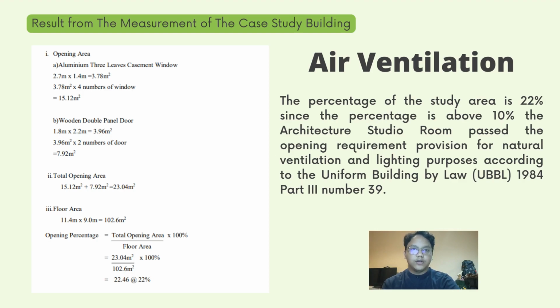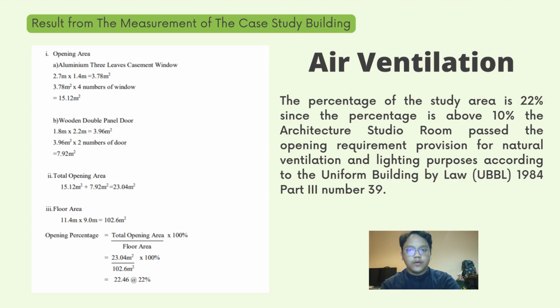Next is the result from the measurement of the case study, where there are several things to consider to calculate the air ventilation. First, the opening area. In this room, we observe at least 2 openings, which are an aluminium 3-leaf casement window and a wooden double panel door.